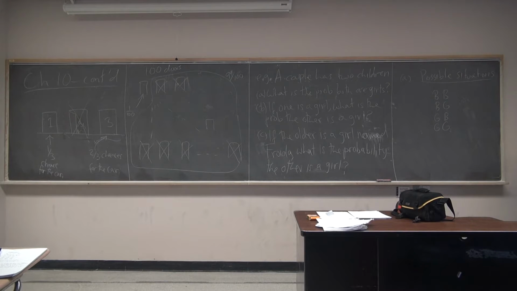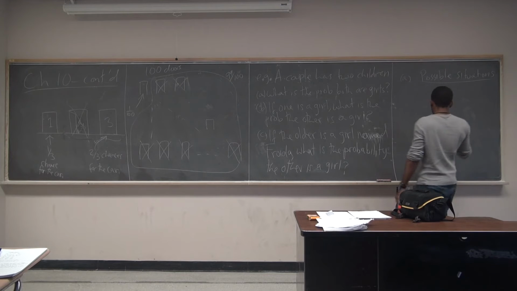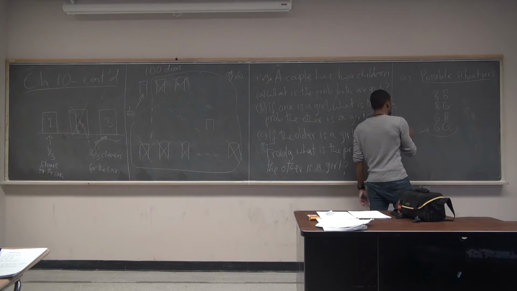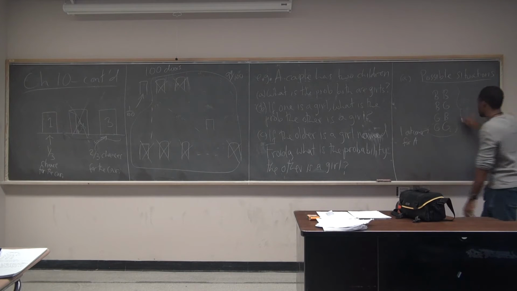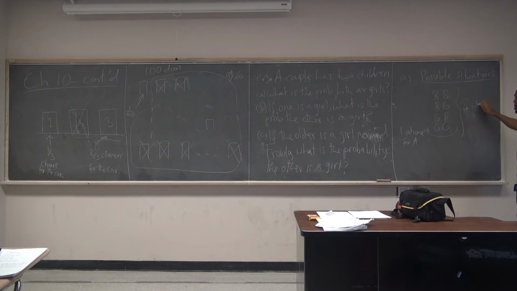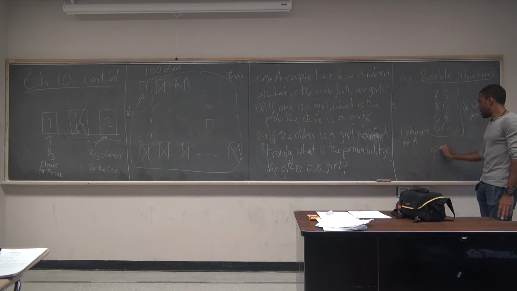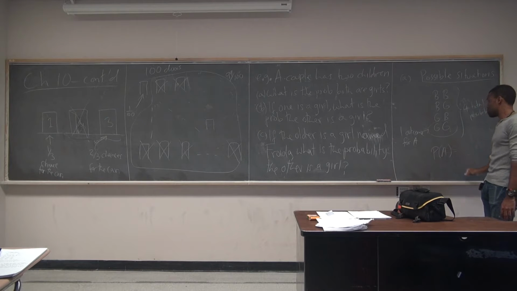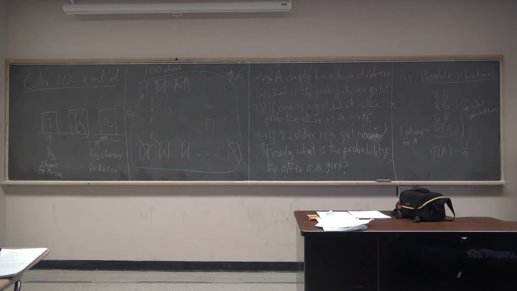Then for the first part, which asks what is the probability that both are girls, there's only one outcome where you have a girl and a girl. There's one outcome where there are two girls, out of a total of 4 possibilities. You could also just multiply. So the probability of A is 1 out of 4. There's a 25% chance that both are girls.